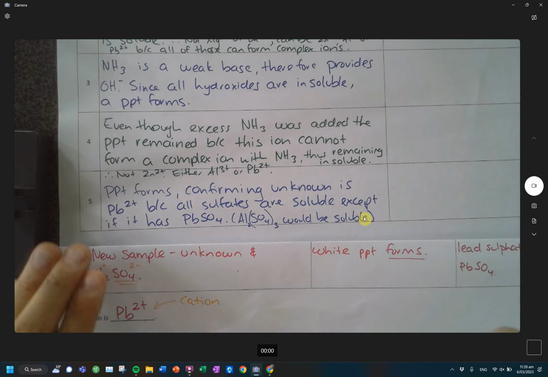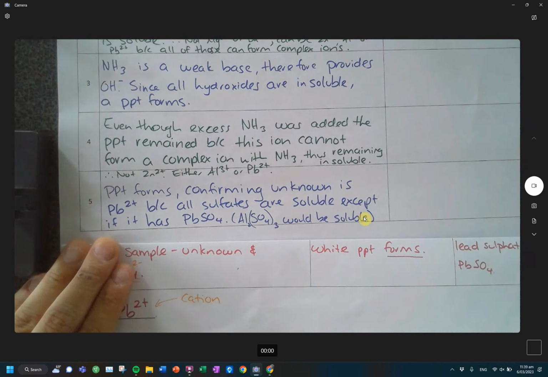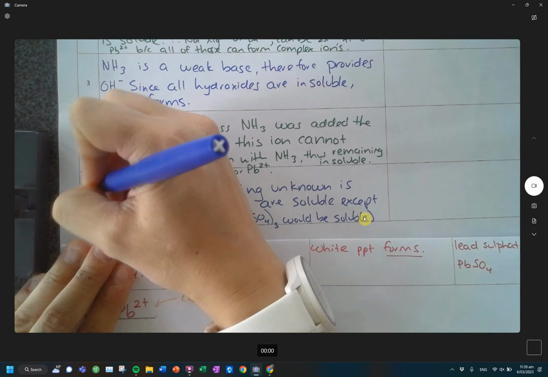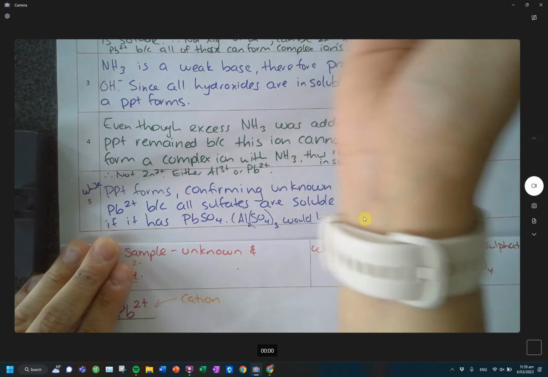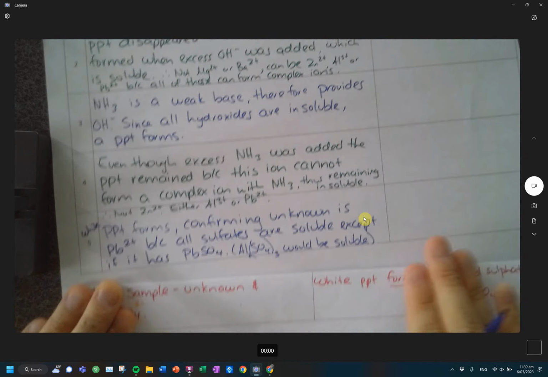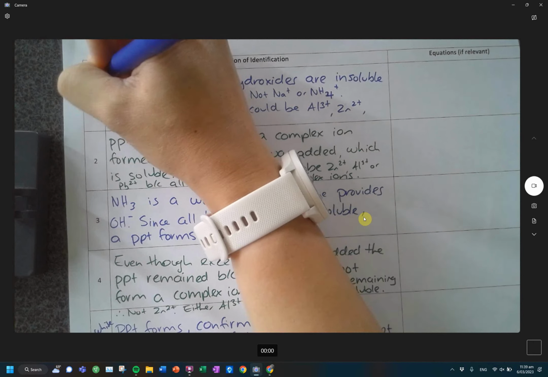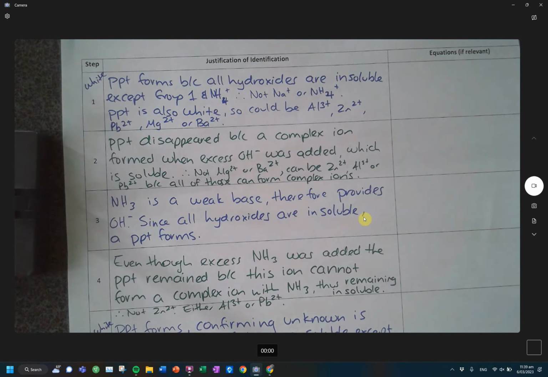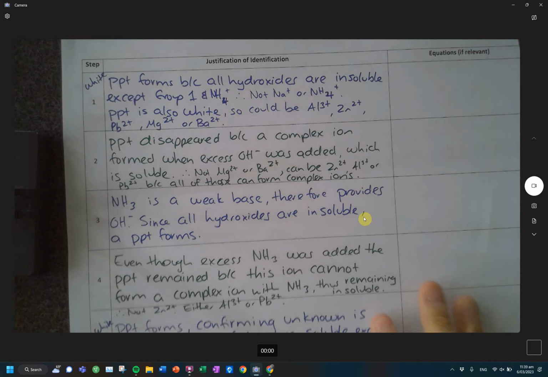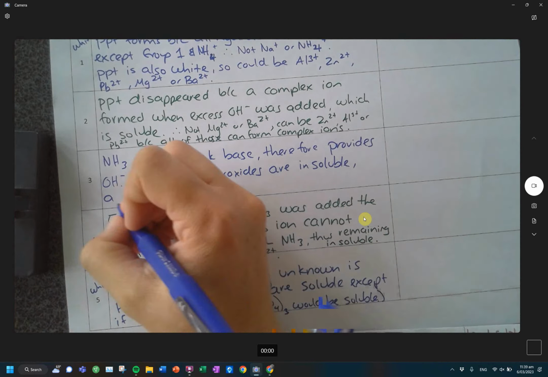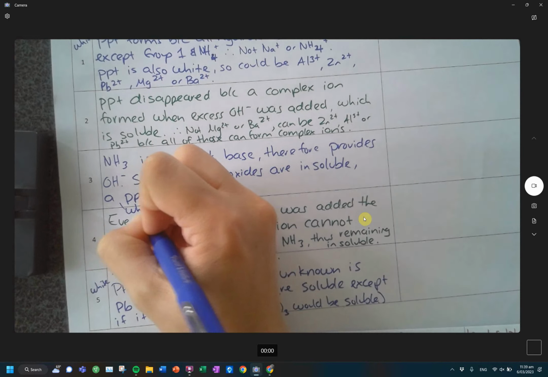Yeah, the only other thing I would add is saying that you know the colors. So white precipitate. This one up here, white precipitate. That would be the only thing I would add. Should have added colors.